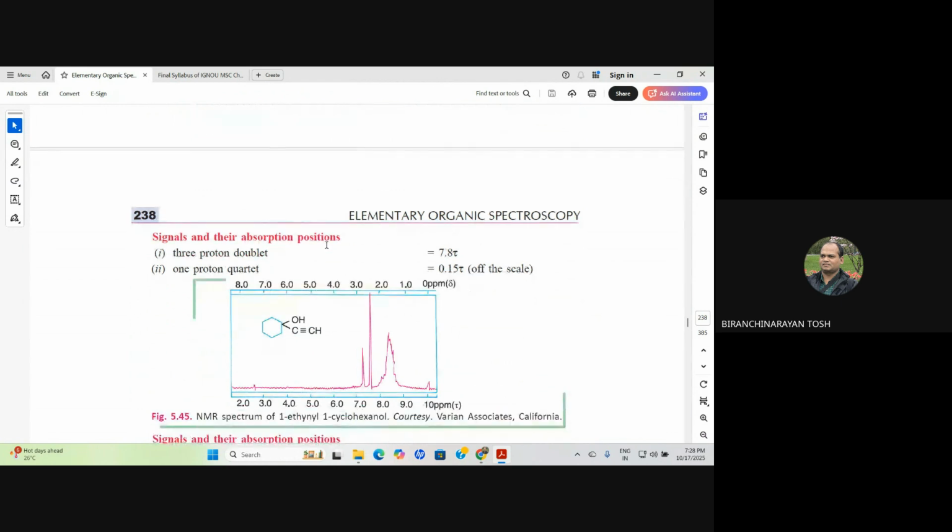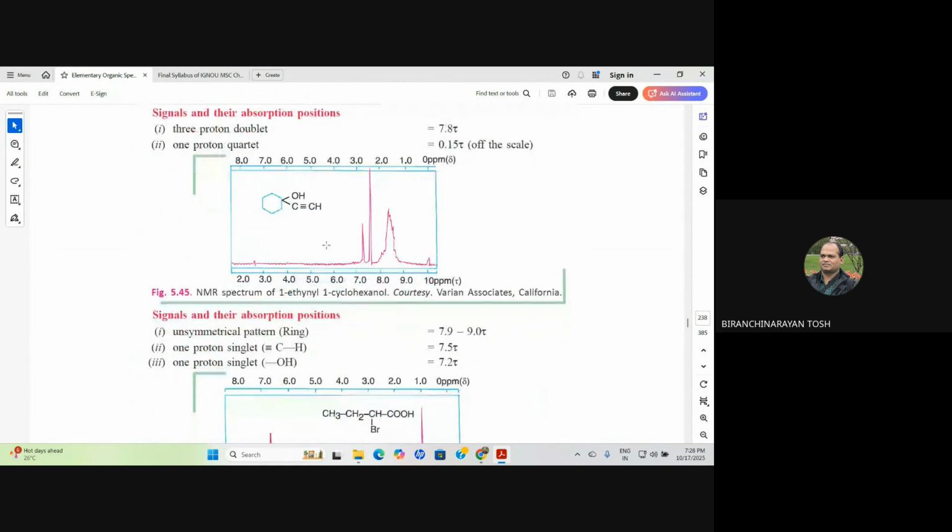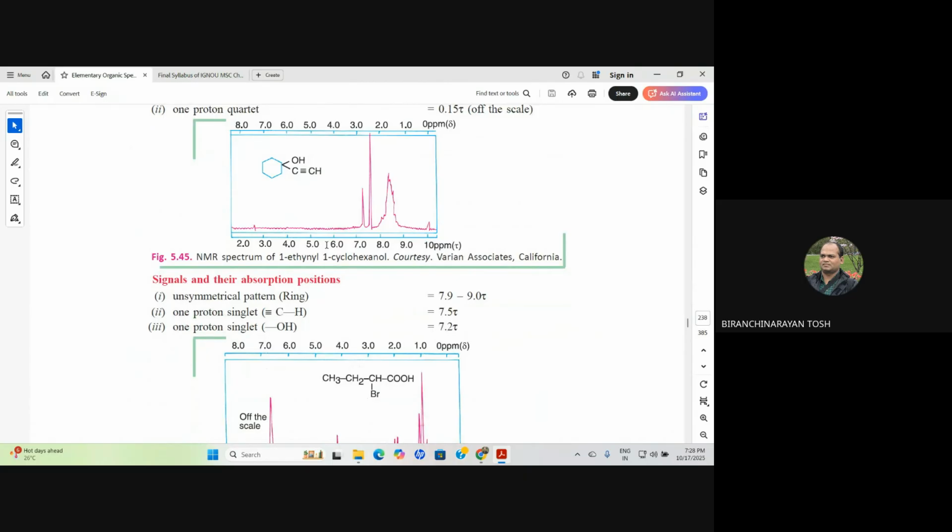So these are the examples. You may go through all the examples which I have shown to you, or which I have shared with you in the book. Next we'll see some problems in mass spectroscopy, and we will solve those problems.